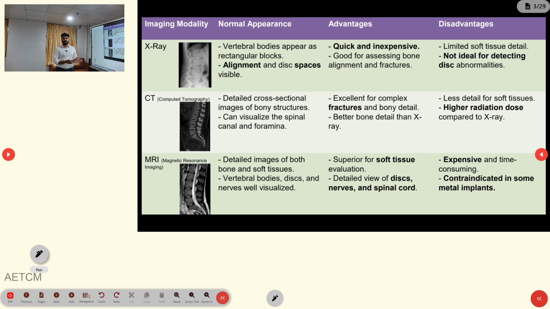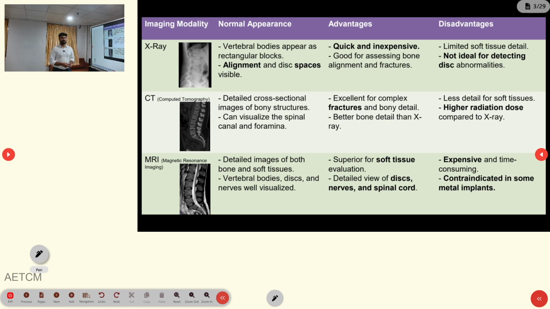Then you have to look for any other relevant findings, any metastatic lesions, any other sacral lesions, anything related. You get this overall screening only from the X-ray.